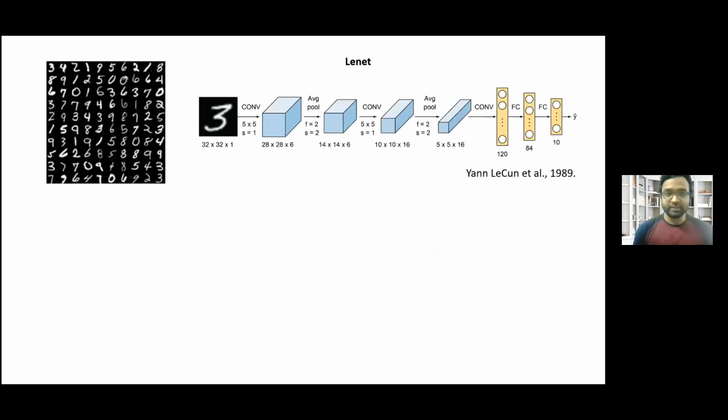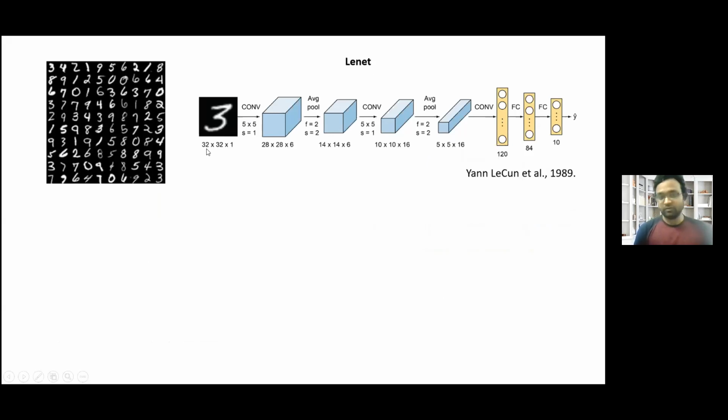Also, convolutional neural networks are not a new concept. Although they have been very popular in the last decade, they were used practically in 1989, developed by Yann LeCun, and known as LeNet. This network was developed for recognizing handwritten digits, which is popularly known as the MNIST dataset.